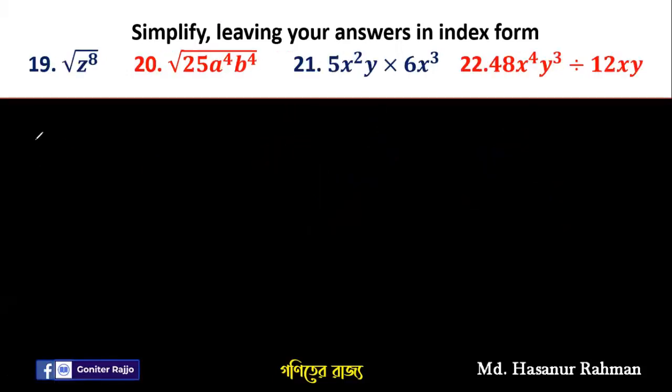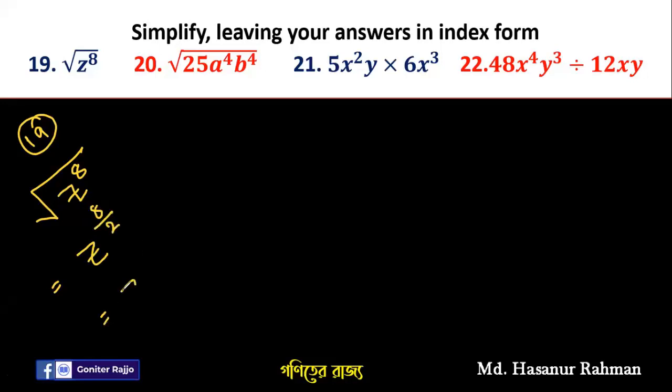Now, number 19. Number 19 says square root of z to the power 8. That is a very simple problem. When we are solving the square root, we have to multiply the power by half, or we can divide the power by 2. That means z to the power 8 by 2, that is z to the power 4. Or we can write z to the power 8 multiplied by half, that will be z to the power 4. Both are the same thing.